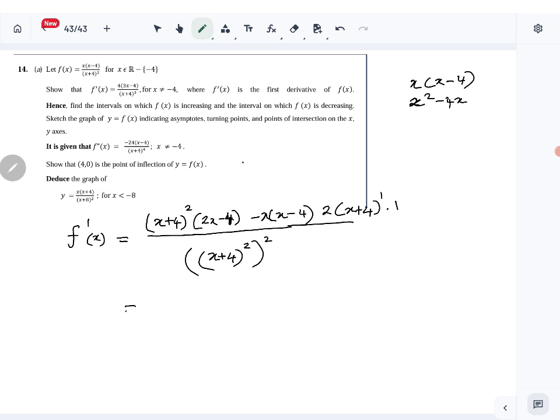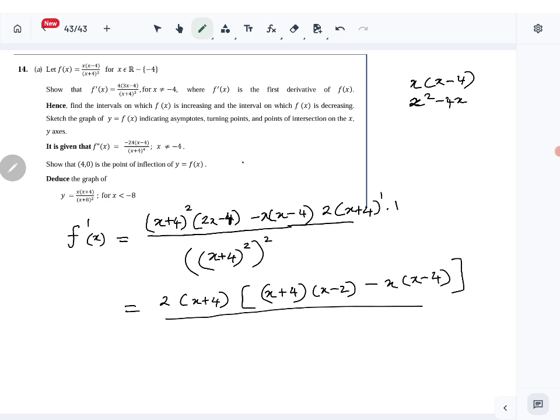Right, now let's simplify and take the common terms out. You can take 2 and x plus 4 out from the numerator. Then you are left with x plus 4 times x minus 2 from here, minus x minus 4 is left, and the denominator is x plus 4 to the fourth power. Right, so now we can cancel one x plus 4 and the denominator part is done. Now let's simplify the numerator to the required expression.